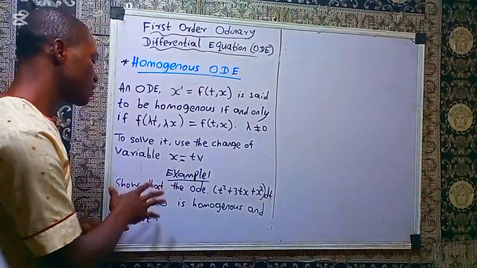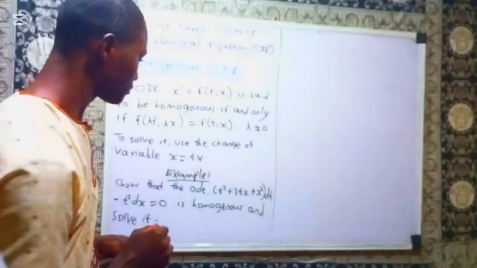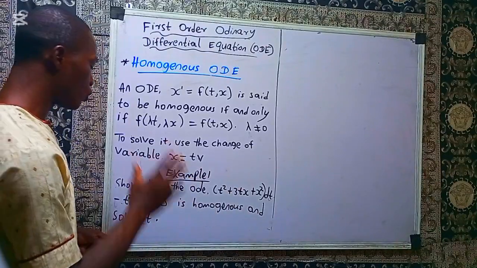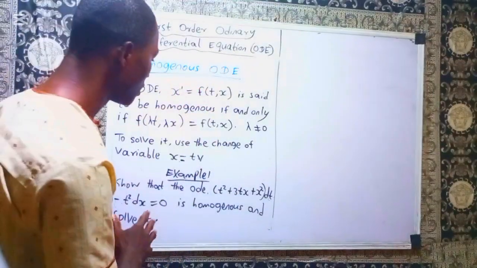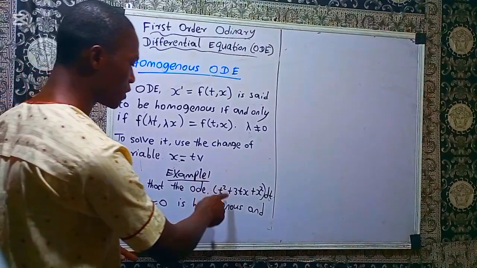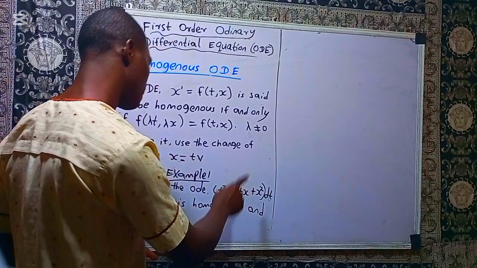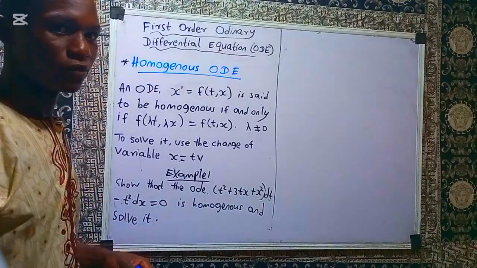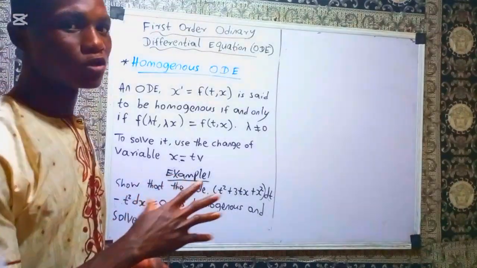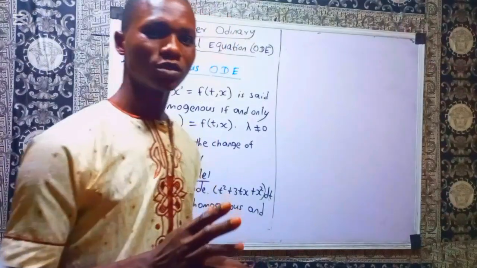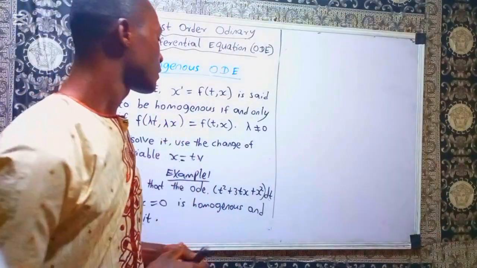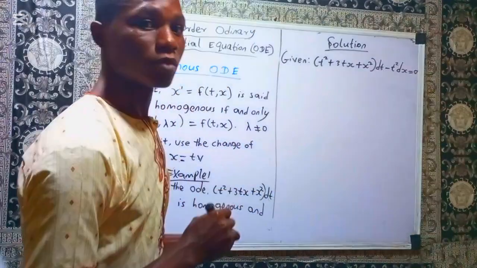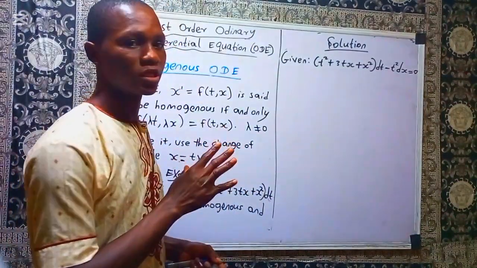So now let's look at this example. We are given this ODE and we want to show that this ODE on the board here is homogeneous, and it asks us to solve it. So what is the ODE? T squared plus 3tx plus x squared dt minus t squared dx equals 0. So this is the ODE given to us. So our work here is to show that it's homogeneous and find the solution to it. So let's write down what we have. This is the expression given to us. This is the ODE given to us.